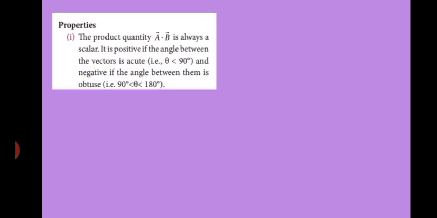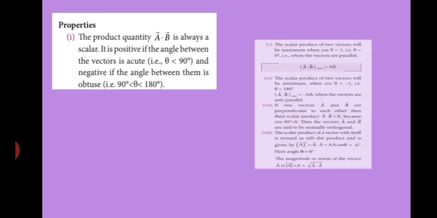Properties. First point: the product A vector dot B vector is always a scalar. It is positive if the angle between the vectors is acute, that is theta is less than 90 degrees, and negative if the angle between them is obtuse, so 90 degrees is less than theta is less than 180 degrees.